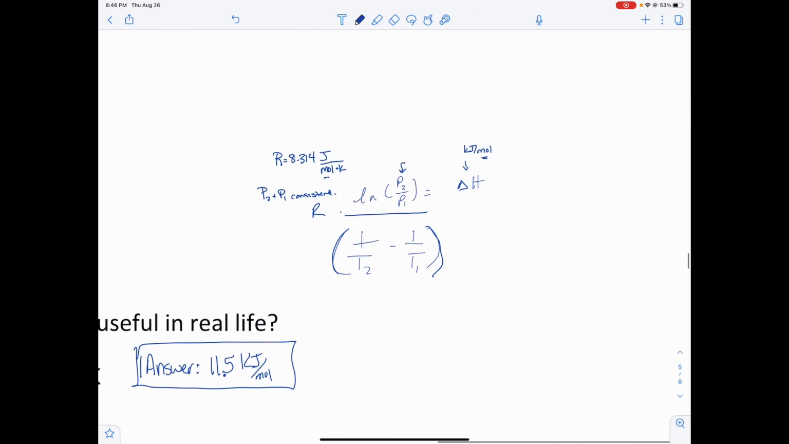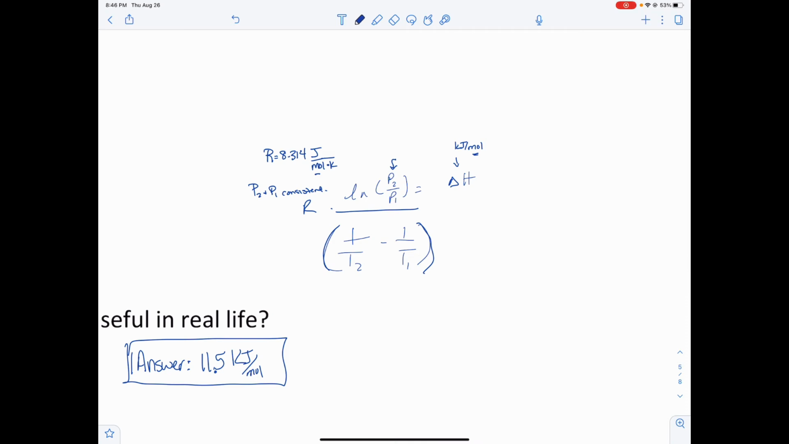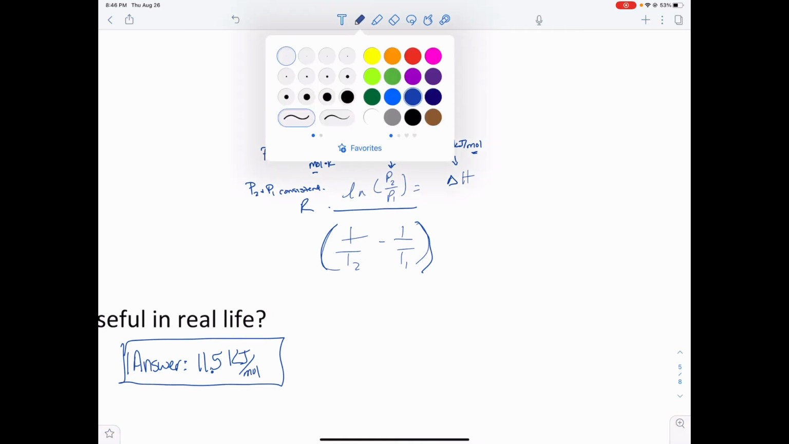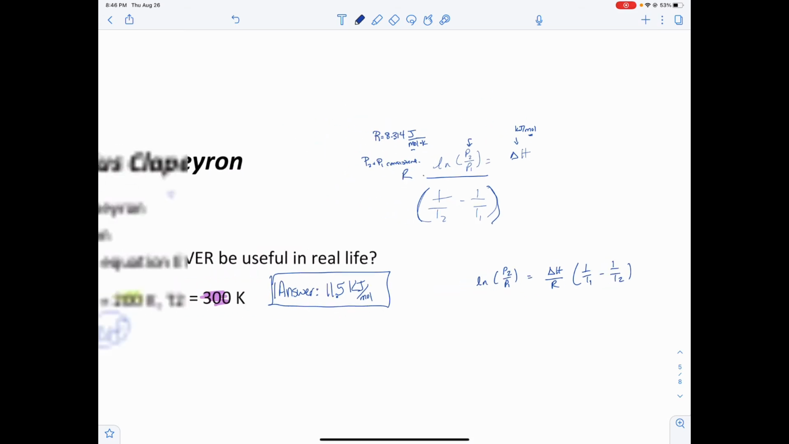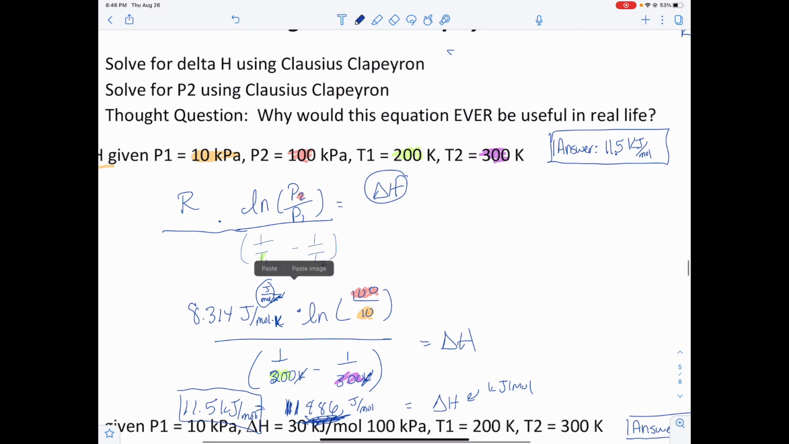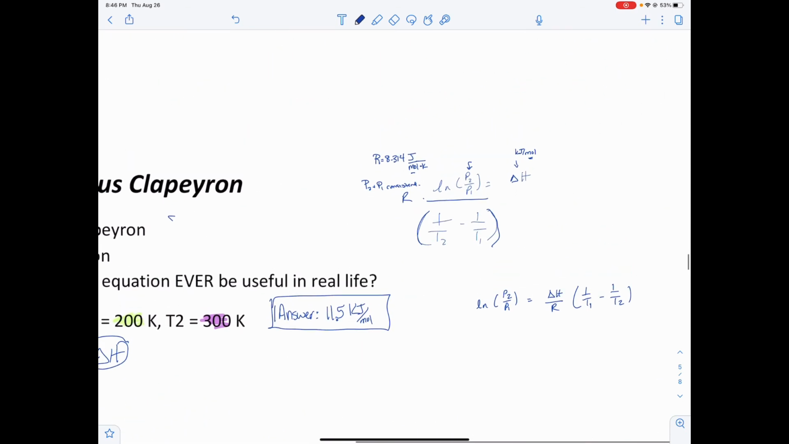I'm going to go back over here to this version. And remember, let me bring it down just a little bit. I've got the ln of P2 over P1 equals delta H over R times 1 over T1 minus 1 over T2. Let me make sure that actually, yeah, that one has the T1 in it. This is T1. This is T2.